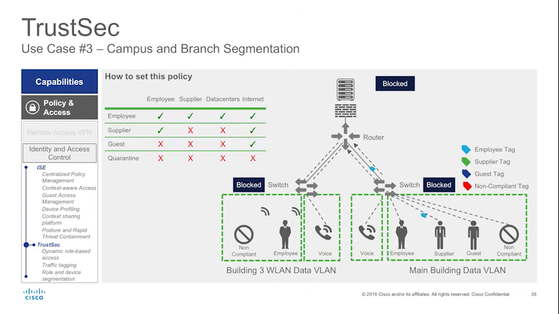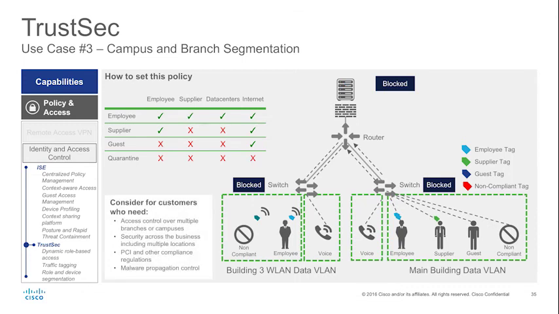Employee requests to other employees and to suppliers are successful, but requests from quarantined devices are blocked no matter where they're located or who the intended target is. As seen before, employees have access to data centers while supplier requests are blocked, and the rules are in effect regardless of location or campus.